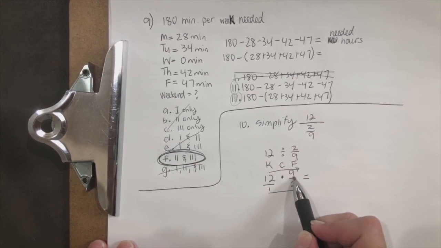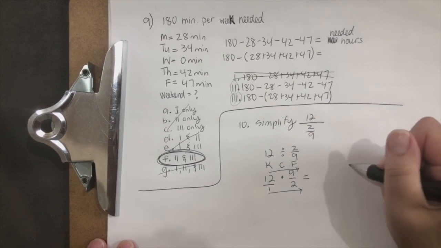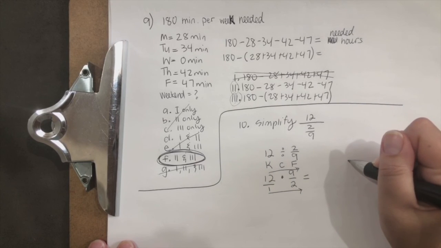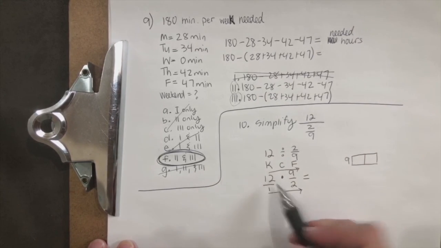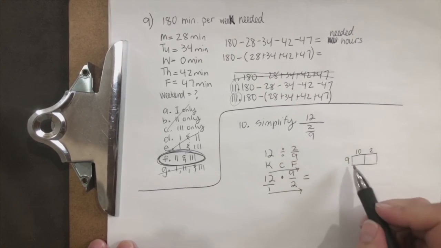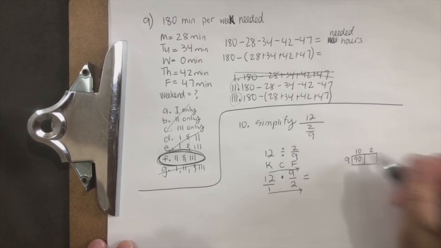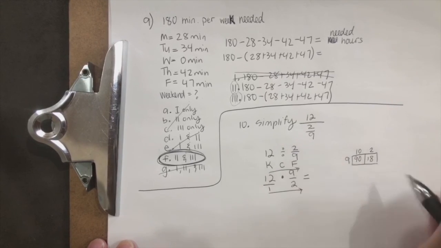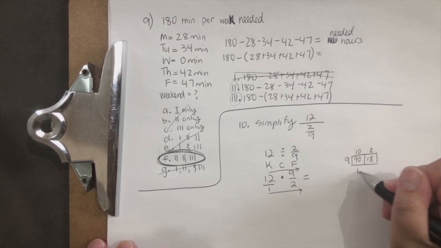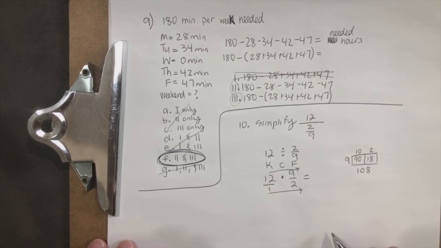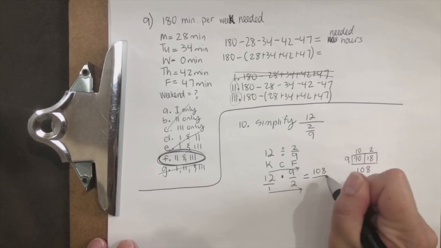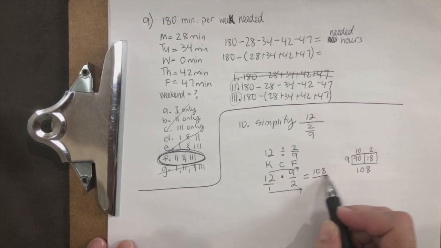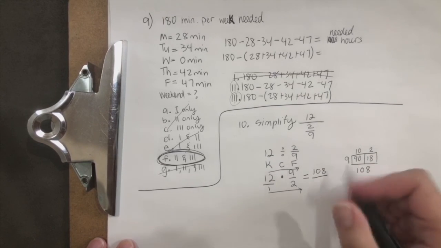12 times 9. Let's use a generic rectangle, because this is how I would do it in my head. So I'm going to show you how I'm thinking about it in my head. I'm going to separate the 12 into a 10 and a 2. 9 times 10 is 90. 9 times 2 is 18. And when I put those back together, I will get 108. So 12 times 9 is 108. Divided by, and then over as a fraction, 1 times 2 is 2.